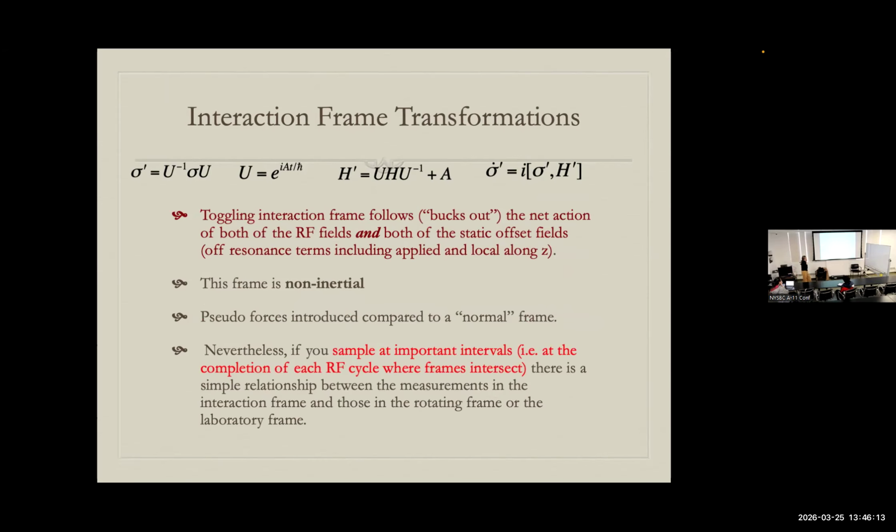And a pseudo force is introduced. This is just a reminder that if you sample at the completion of appropriate RF cycles, there is a very simple relationship between the interaction frame and the original frame. So we're going to solve what it looks like in the interaction frame. But sometimes it's not easy, or you don't want to for some reason. You are guaranteed that at the end of each cycle, the two frames will join. Then you can just do synchronous, stroboscopic sampling.